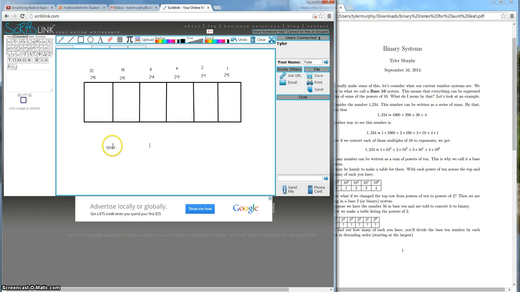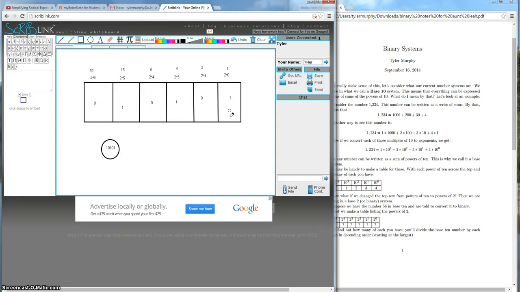So this number down here tells me, starting from the right and working backwards, that I have 1 of 2 to the 0, 0 of 2 to the first, 1 of 2 to the third, 0 of 2 to the fourth, and 1 of 2 to the fifth, but zeros everywhere else. So if I were given this number and told to convert it to base 10, I'm going to put it in a table like this. And this tells me how many of each I have.